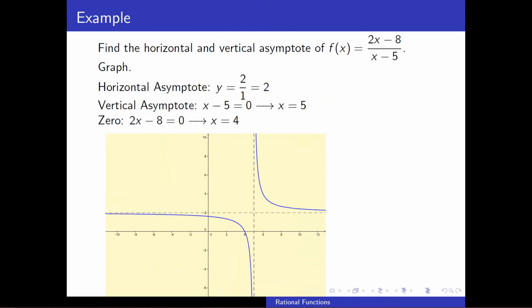As far as graphing the function itself, it's usually helpful to graph the zeros or the roots as x-intercepts. To find the zero of a rational function, take the numerator and set it equal to 0. So 2x minus 8 equals 0 gives me x equals 4, and notice that we have an x-intercept at the point (4, 0).